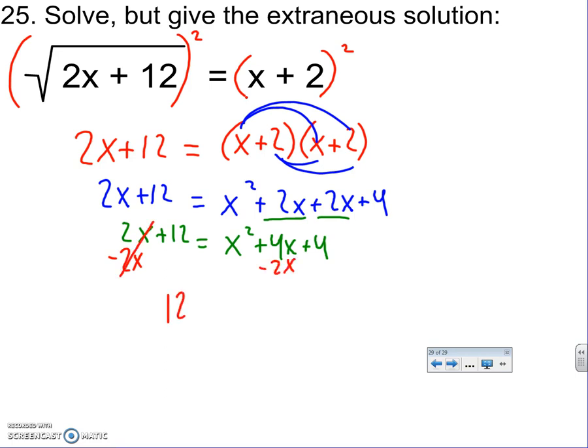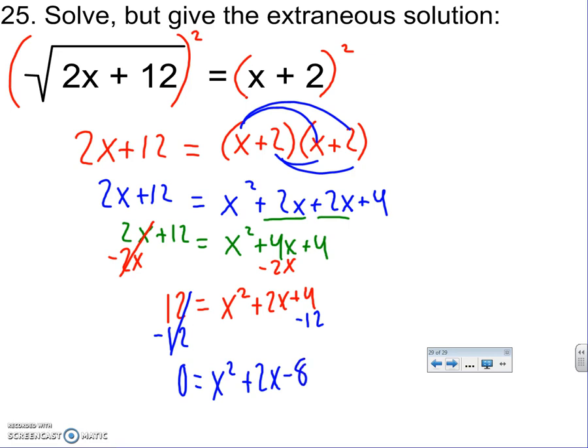So 12 equals x squared plus 2x plus 4. Subtract 12 on both sides. 0 equals x squared plus 2x minus 8. Right now we have a couple choices. We can do the quadratic formula or factoring. I would factor. So let's see. The nice thing, x squared is only x and x. For 8, we have a couple options. We have 1 and 8, 2 and 4. I'll try 2 and 4, the closest ones.